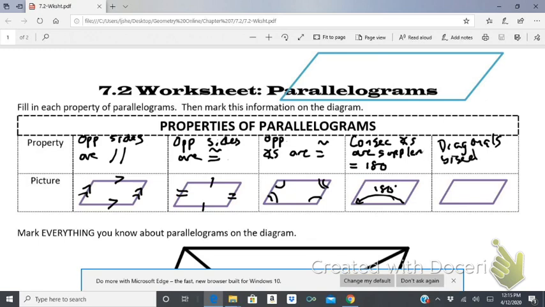Alright? So the very last thing is that diagonals bisect each other. For those of you that don't remember, bisect means to cut into two equal pieces. So these are diagonals, and they are bisected by each other, which means that they break into two equal pieces. Okay? So each half of the diagonal is equal to the other half of the diagonal. Okay? So those are the 5 properties.